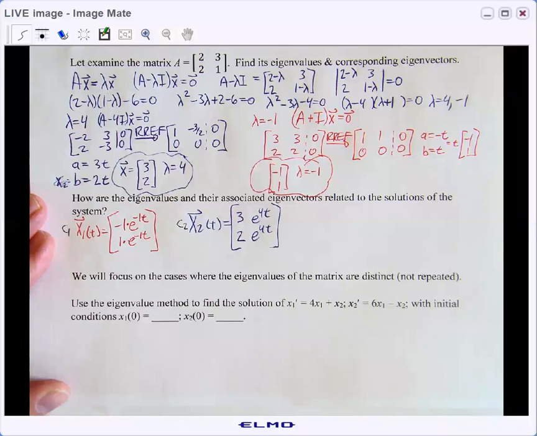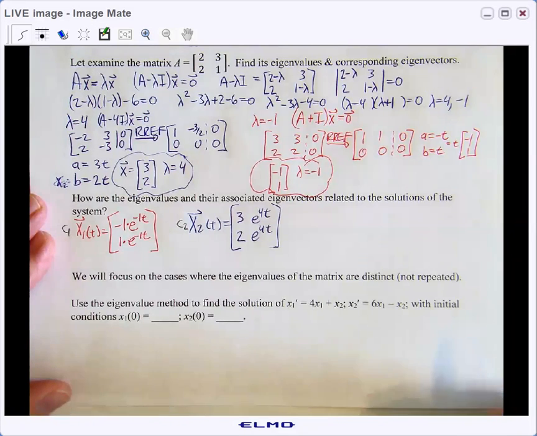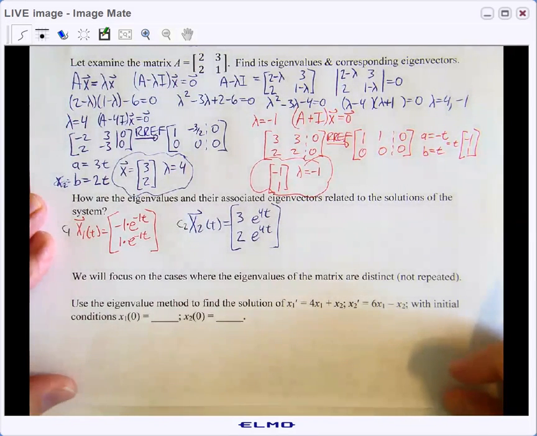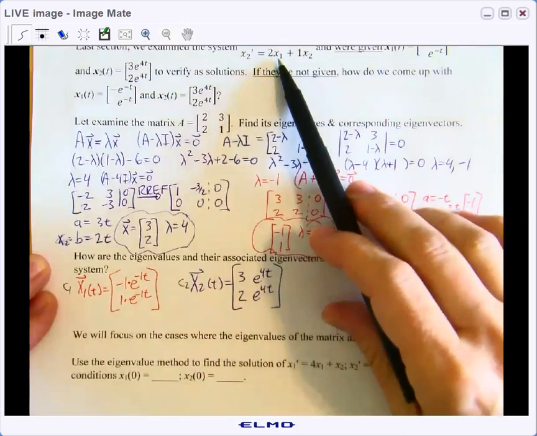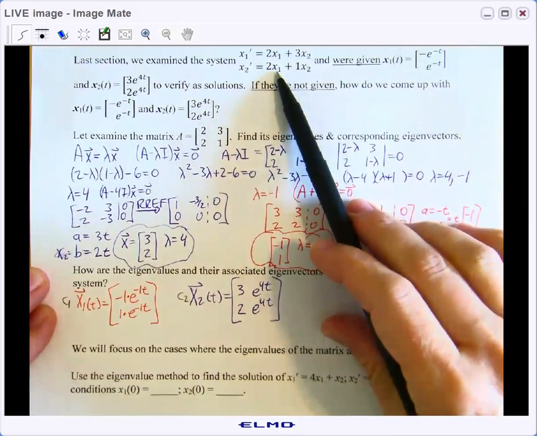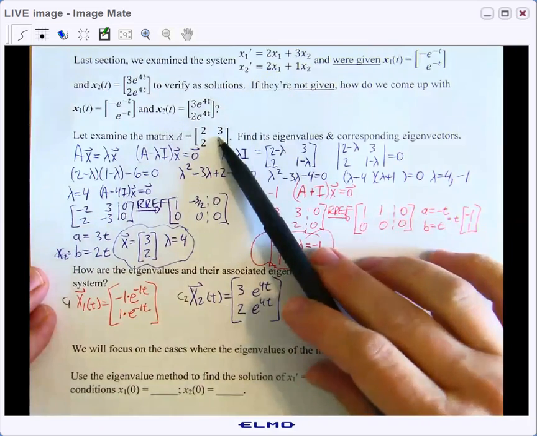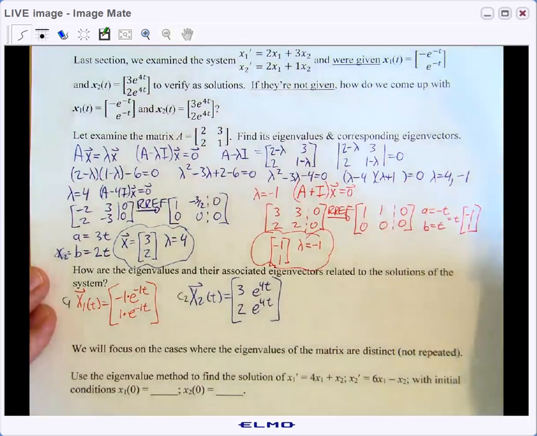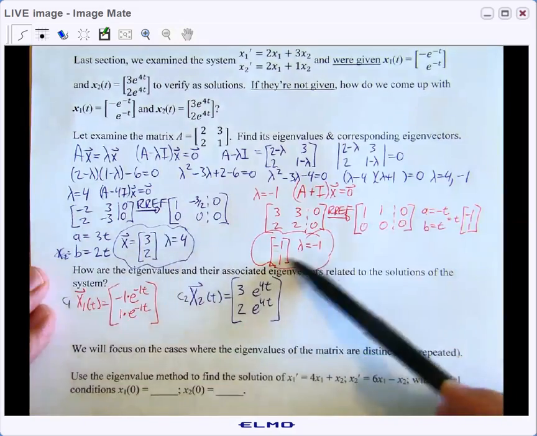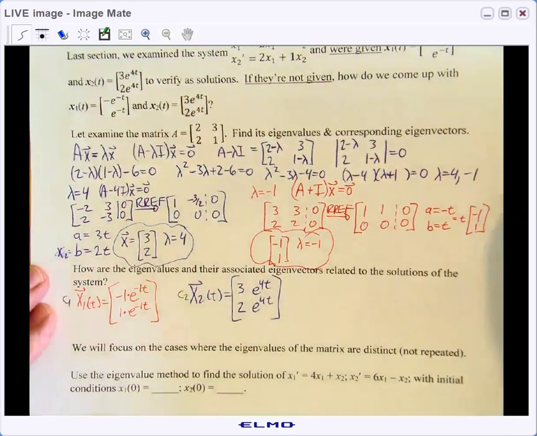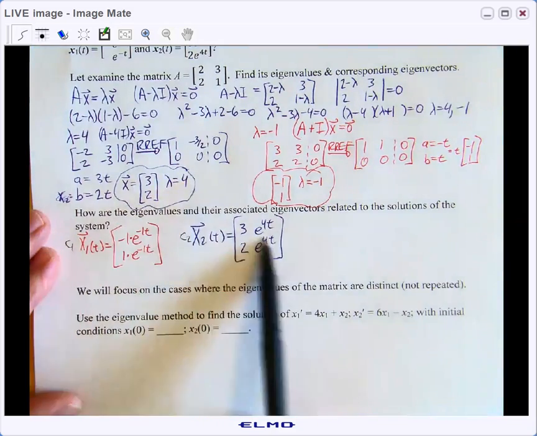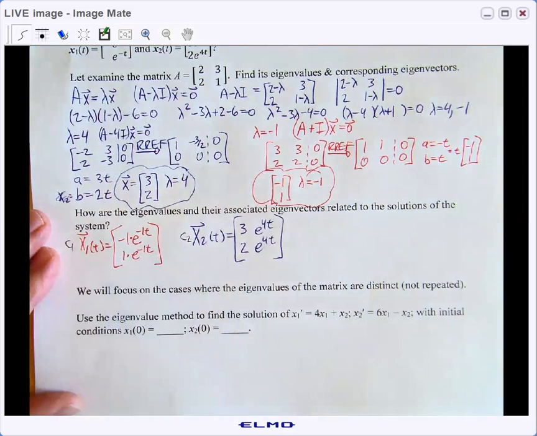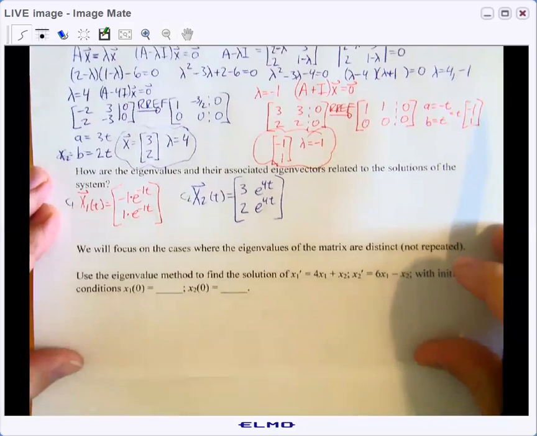Welcome back to section 7.3, the eigenvalue method for solving systems of linear differential equations. We're going to focus on the first order ones. So as a quick review, we had our system of differential equations that led us to a matrix. We found the eigenvalues and eigenvectors, and that led us to find the solution to that system. So now it's your turn.